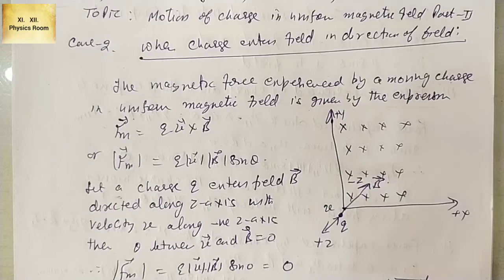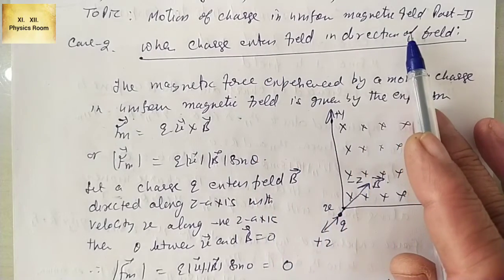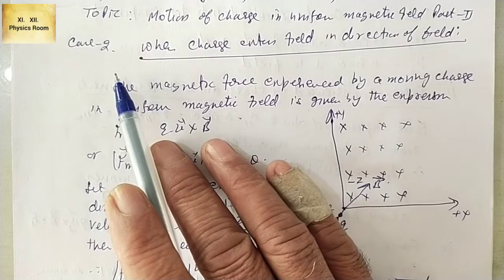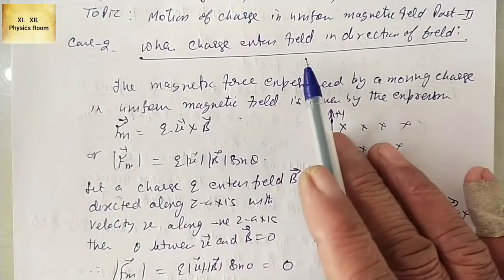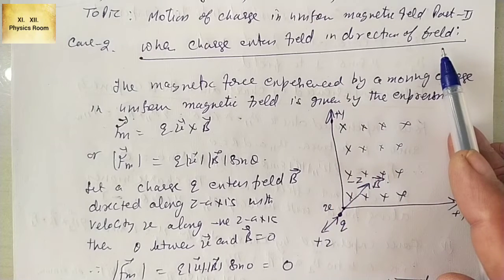Hello friends, continuing with motion of charge in uniform magnetic field, we take up case 2, when a charge enters a uniform magnetic field in the direction of the field.